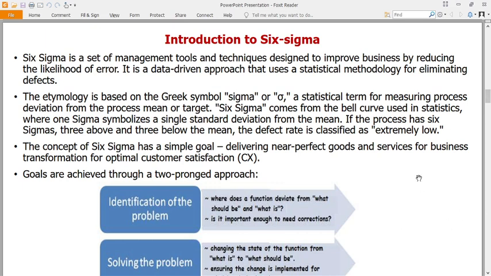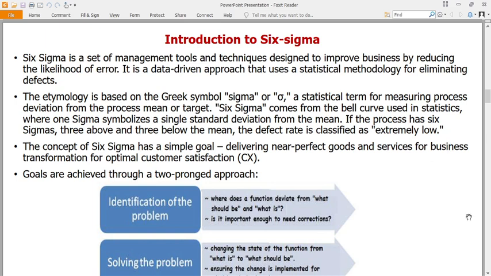And it has six sigmas where we look at 3 above and 3 below the mean. So the defects are classified as extremely low because it is like a benchmark process. So you look at what it should be and what it is.